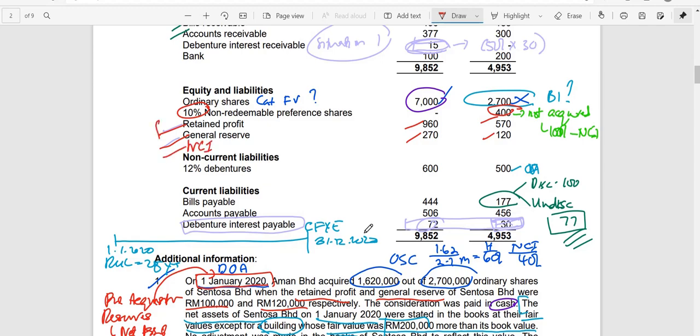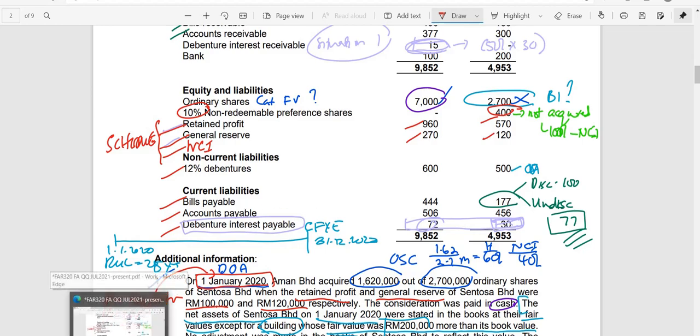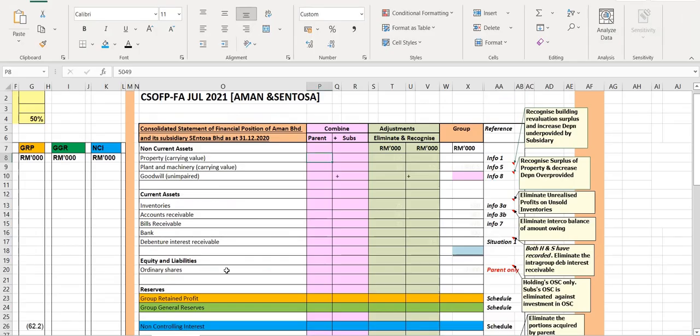This one would be from the schedule that we have earlier constructed. The 12% debenture will be first added, and then we will have to eliminate with the intercompany transaction, and also to recognize the unrecognized transaction. So let's do that here.